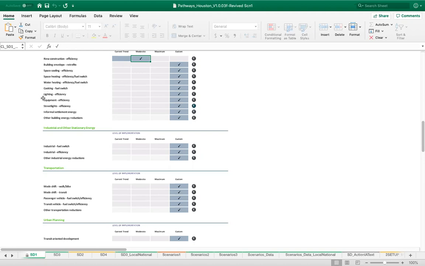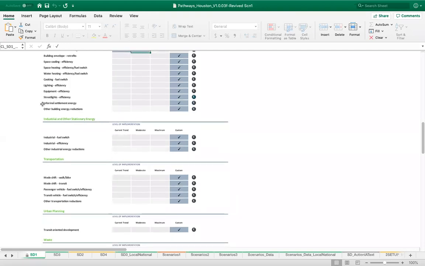Lighting is a separate consideration. All other equipment and plug loads that aren't captured under lighting and cooking. Street lighting is captured because of the way the GPC, the inventory protocol, is structured. Street lighting is captured here. Informal settlements you don't need to worry about. Houston's fully housed. And then there is the ability to specify other generic building energy reductions through the model.